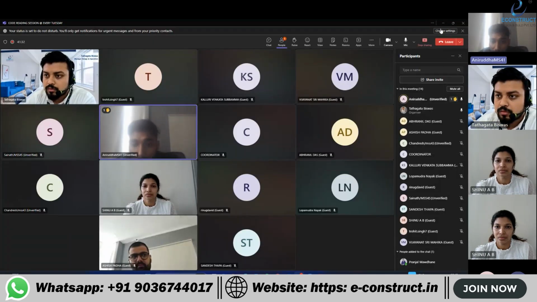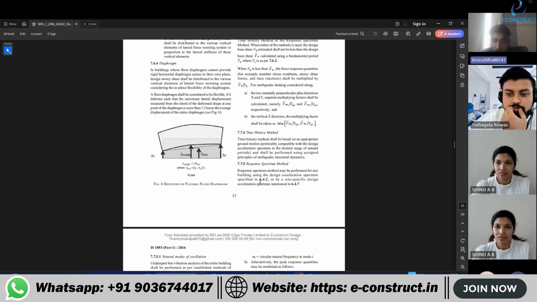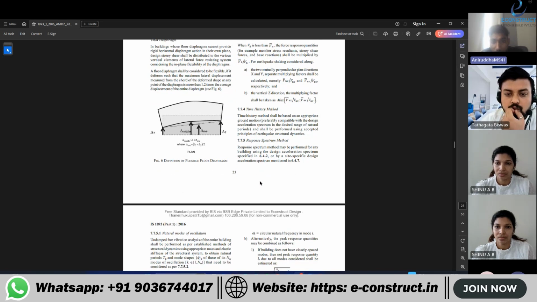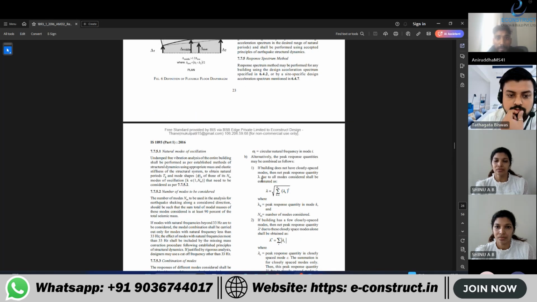Time history method shall be based on an appropriate ground motion, preferably compatible with the design acceleration spectrum and the desired range of natural periods, and shall be performed using accepted principles of earthquake structural dynamics. Then 7.7.5, response spectrum method. Response spectrum method may be performed for any building using the design acceleration spectrum specified in 6.4.2 or by a site-specific design acceleration spectrum mentioned in 6.4.7.